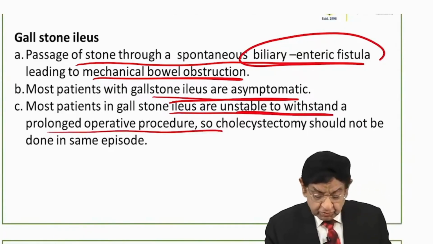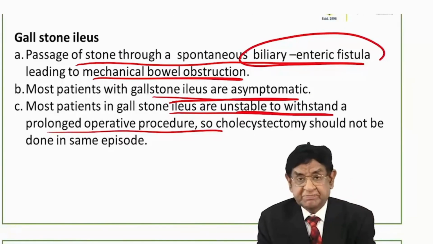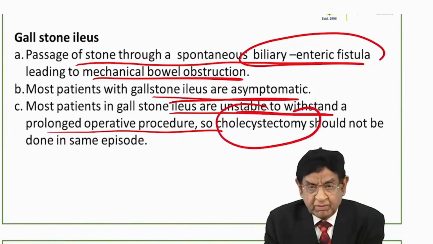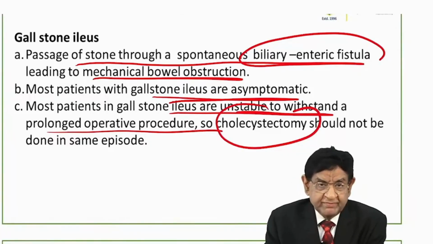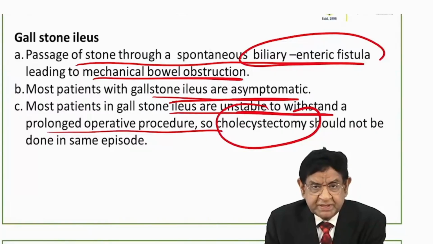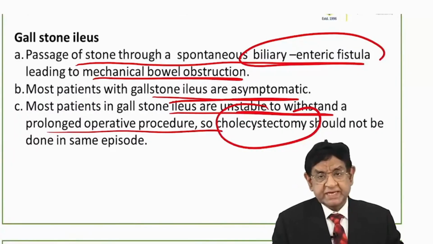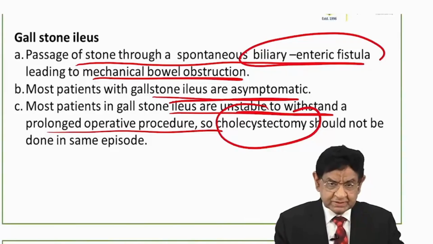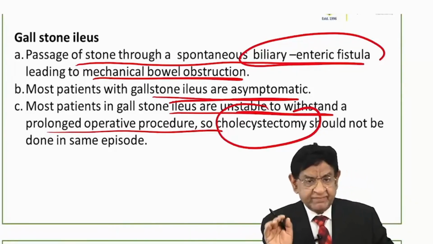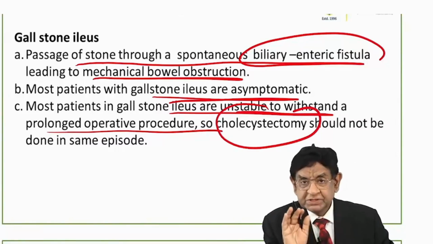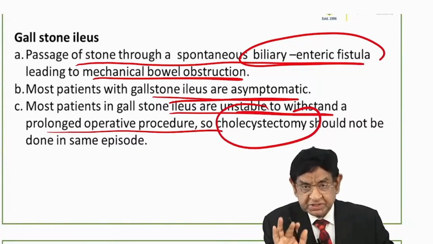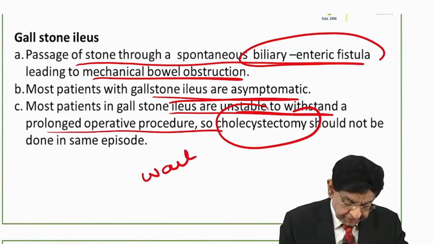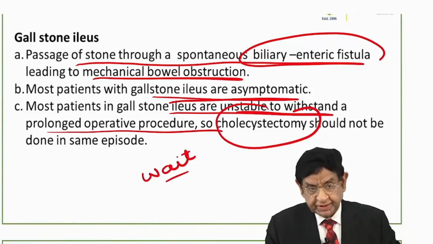If you do surgery in these patients, the surgery we do is cholecystectomy. You try to remove the gallbladder, although it's done very fast nowadays. But these patients, especially the elderly person, may not be able to withstand the surgical procedure. The question relevant to you is that in a patient having ileus, gallstone ileus, surgery should not be done. The surgeon should wait for the surgery till the ileus is over.